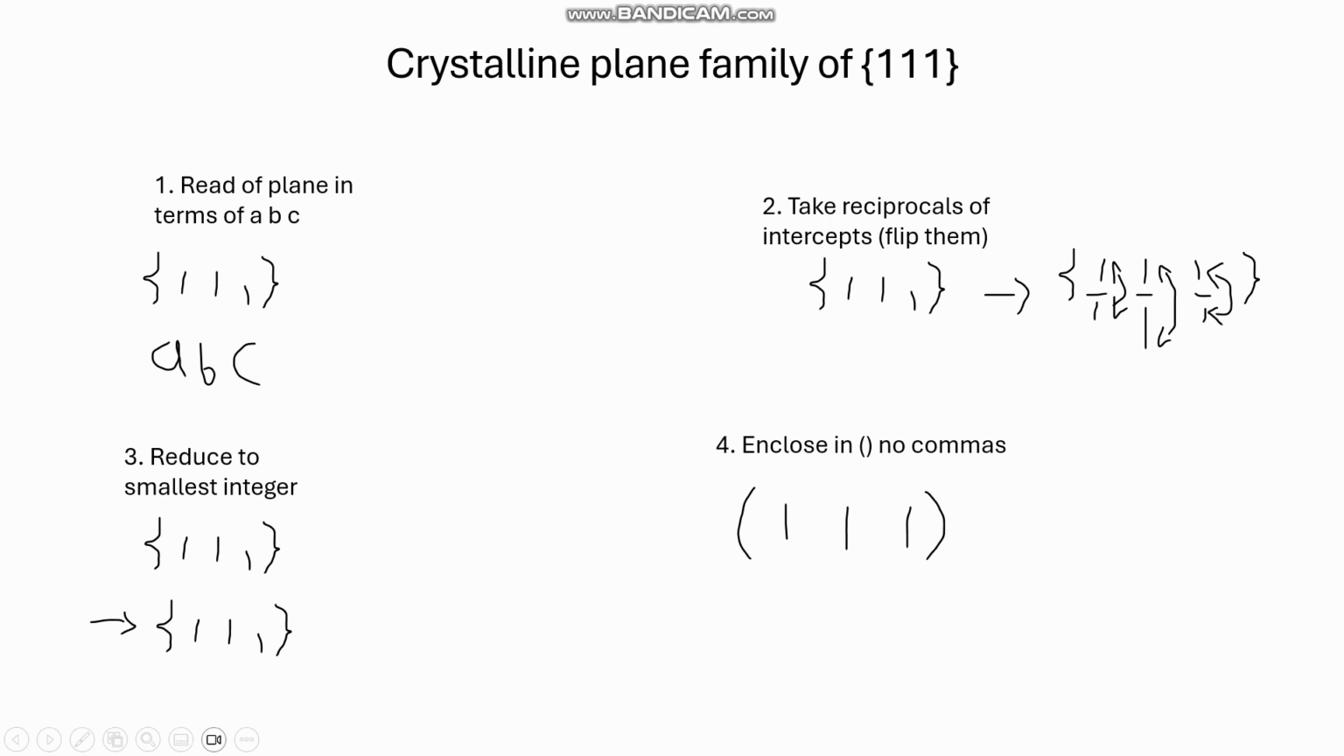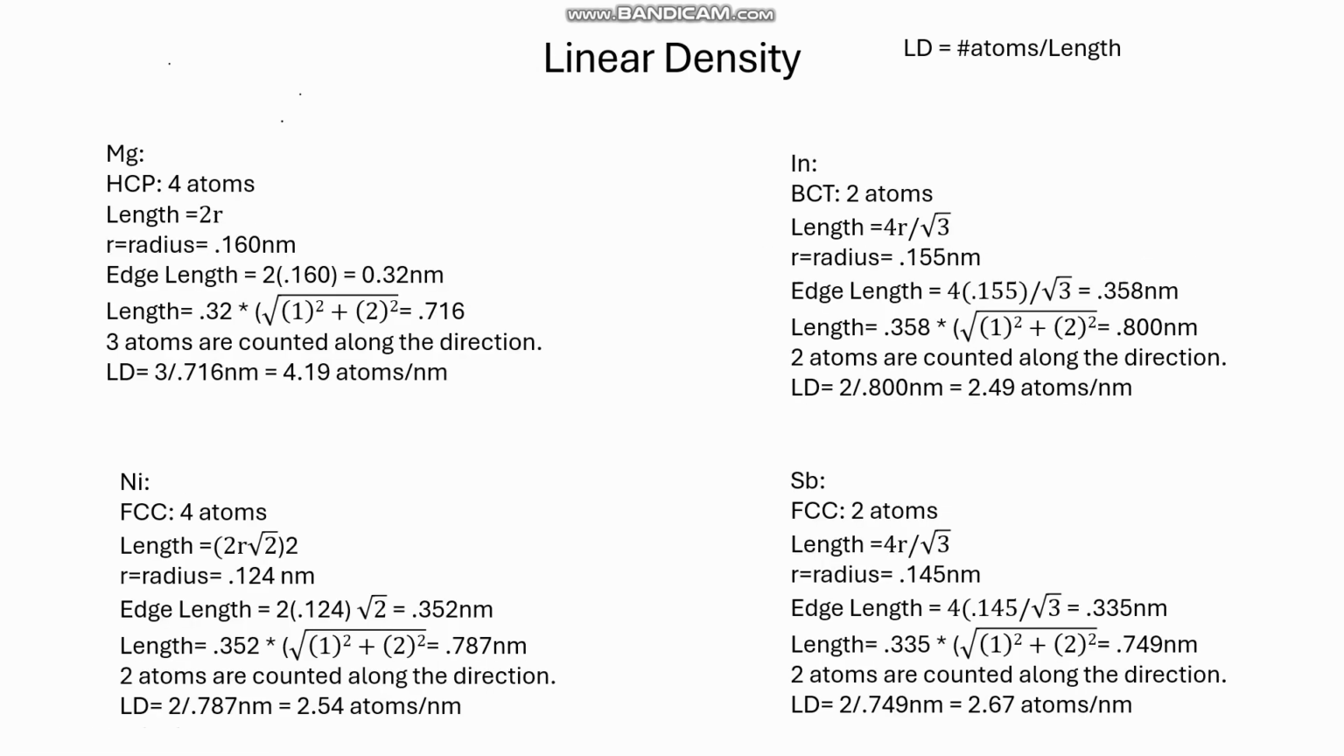Anyways, now you read the plane in terms of a, b, and c. This is a, this is b, this is c. Now you take the reciprocals of them. The reciprocal is you put it over whatever number it is and you flip it. So 1 over 1 flipped is 1. Now you're going to reduce to the smallest integer. We have 1, 1, 1 here, and the smallest integer is 1. And you put it in parentheses, with no commas whatsoever.